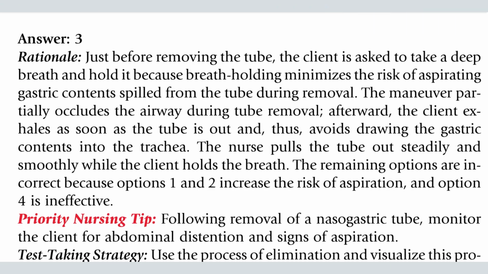Answer: 3. Rationale: just before removing the tube, the client is asked to take a deep breath and hold it because breath holding minimizes the risk of aspirating gastric contents spilled from the tube during removal. The maneuver partially occludes the airway during tube removal. Afterward, the client exhales as soon as the tube is out and, thus, avoids drawing the gastric contents into the trachea. The nurse pulls the tube out steadily and smoothly while the client holds the breath. The remaining options are incorrect because options 1 and 2 increase the risk of aspiration, and option 4 is ineffective.